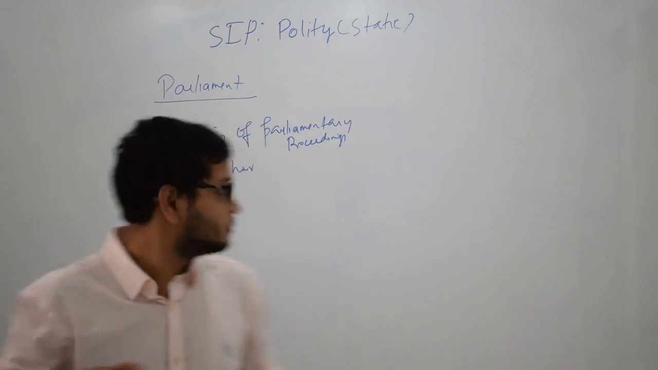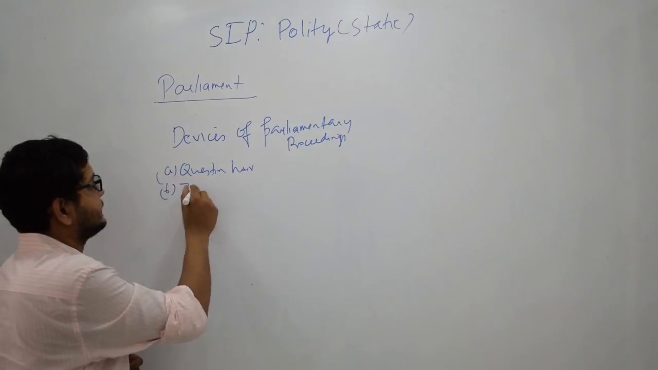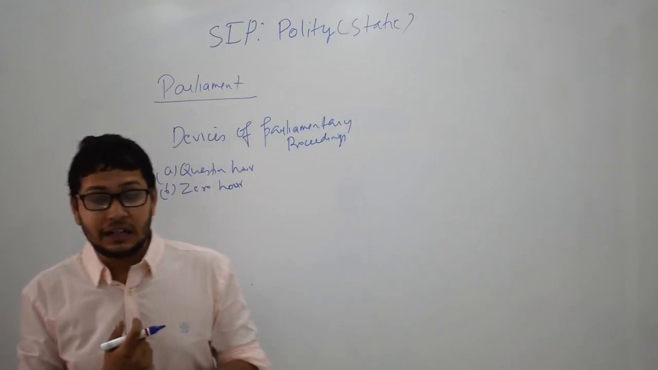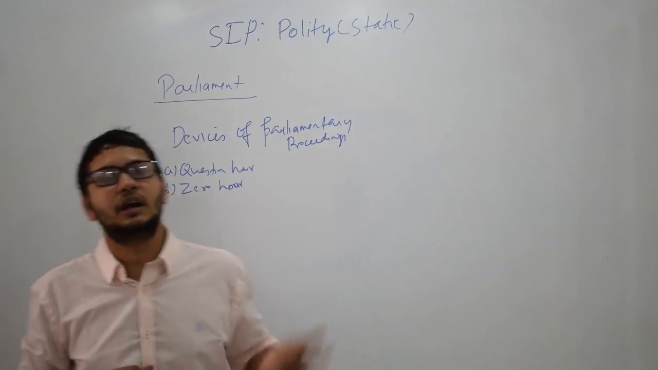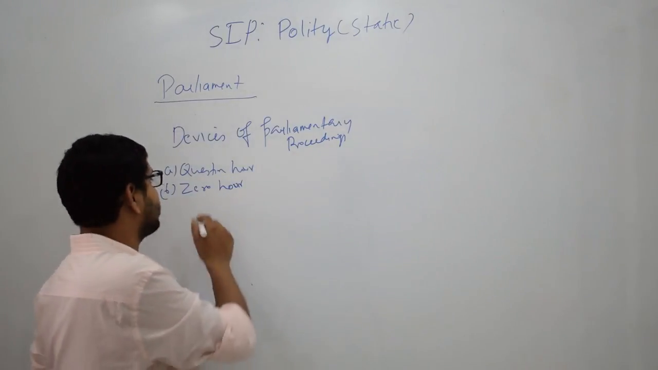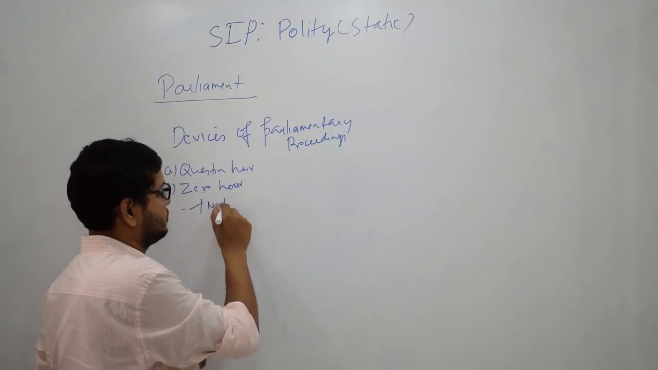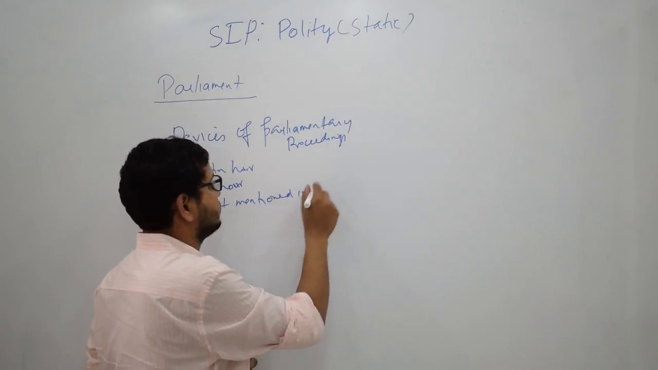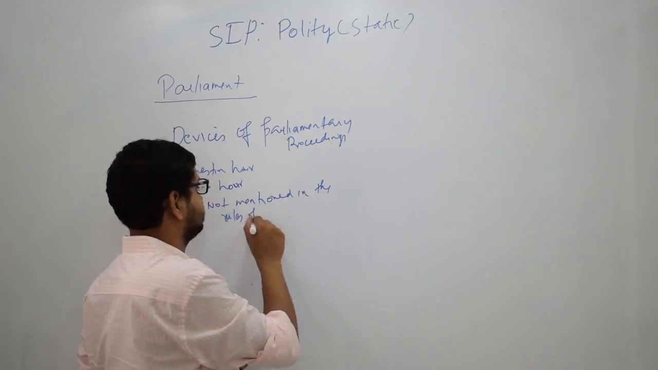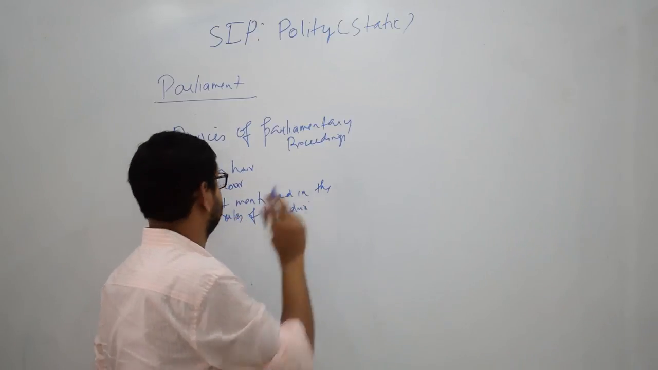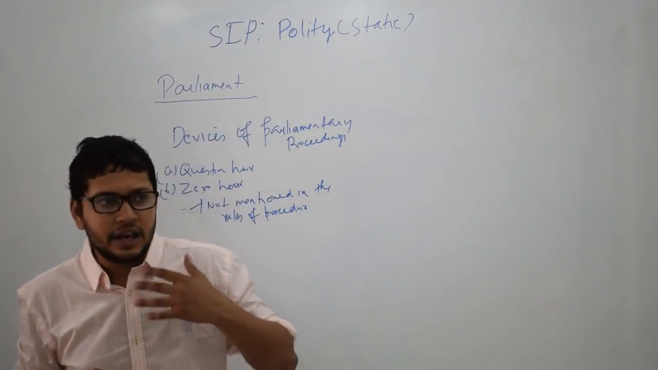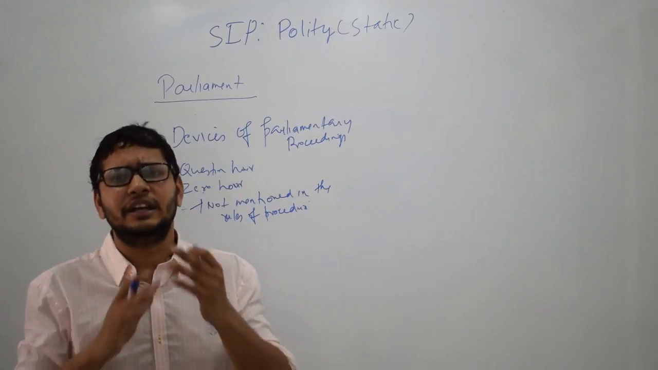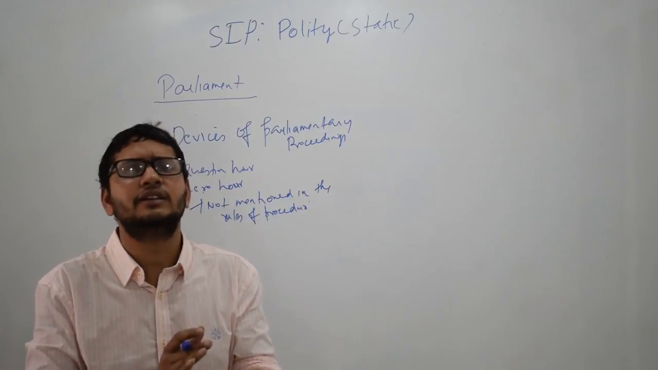Next is zero hour. Unlike the question hour, zero hour is not mentioned in the rules of procedure of the House. It is just an informal device, which is an Indian invention. It is not there in the British Parliament.